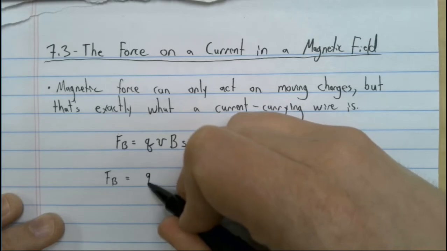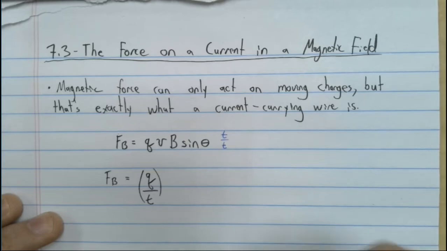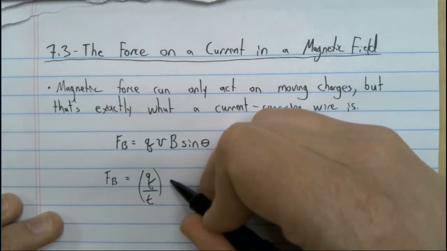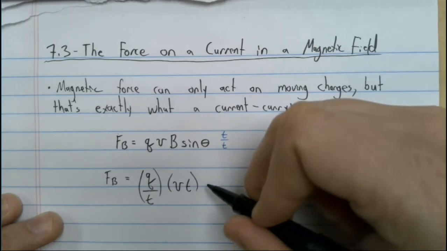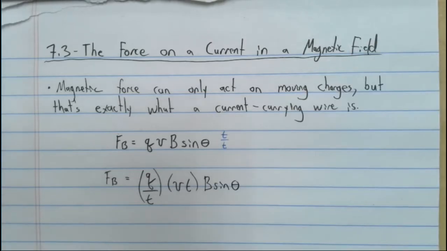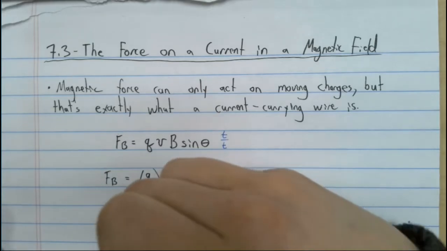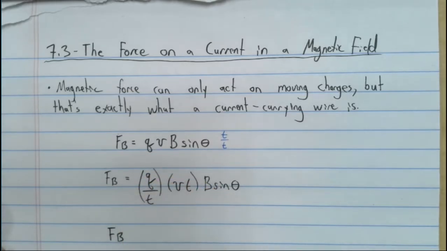So we'll have q over t. I took the bottom t and put it under q. And then v will make it vt. The rest remains as is. F_B equals q over t times vt times B sine theta. We're not going to want to cancel out those t's because we just put them in there for a reason. By pairing them up with these, we'll find that they actually mean something.